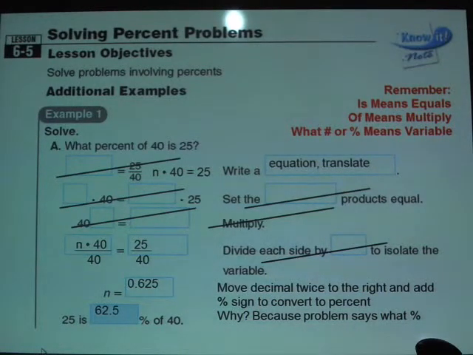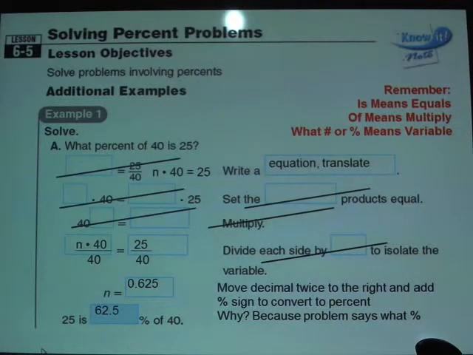So you'll translate that statement directly into an equation in the order they give it to you. And then after you translate that statement, solve the resulting equation, which will help you find whatever it is you're looking for based on the question. It'll either say what percent or what number. So let's look at the first one. What percent of 40 is 25?